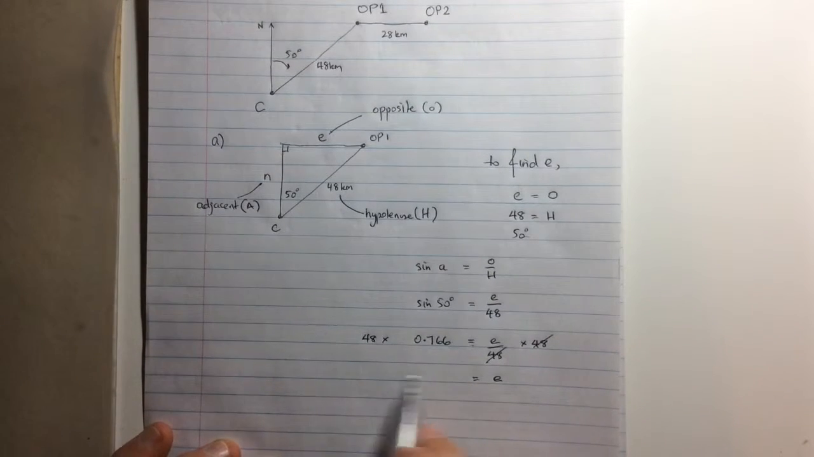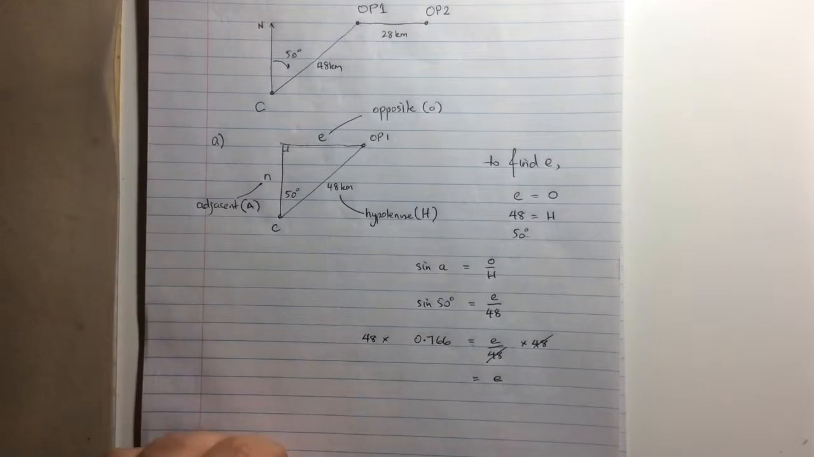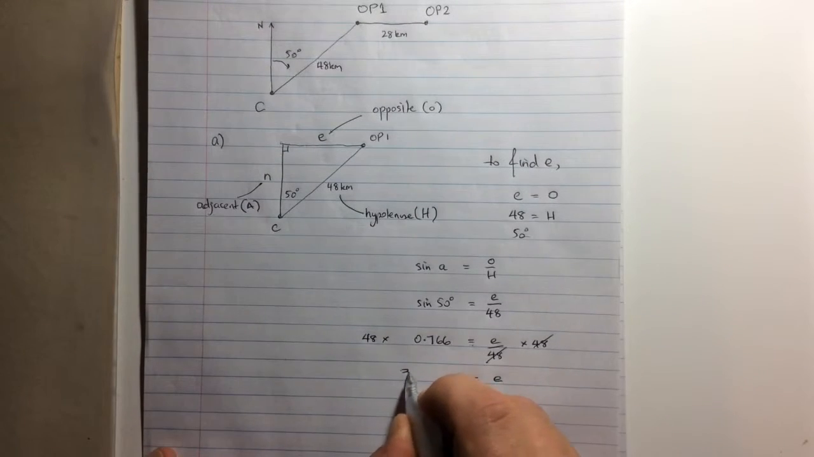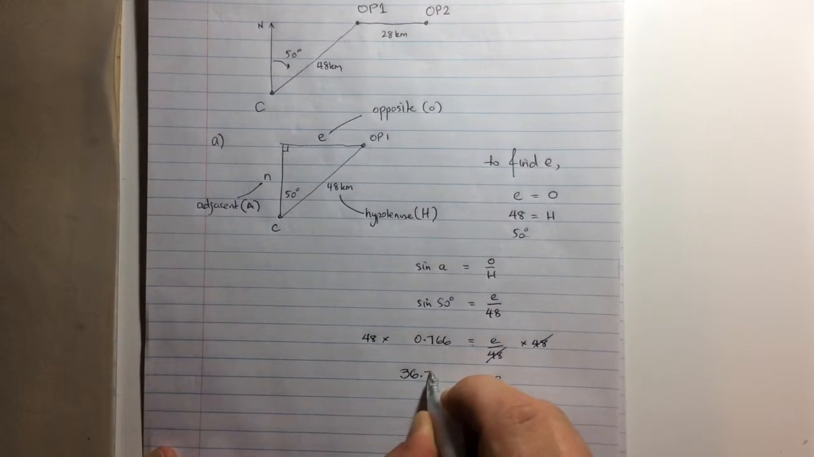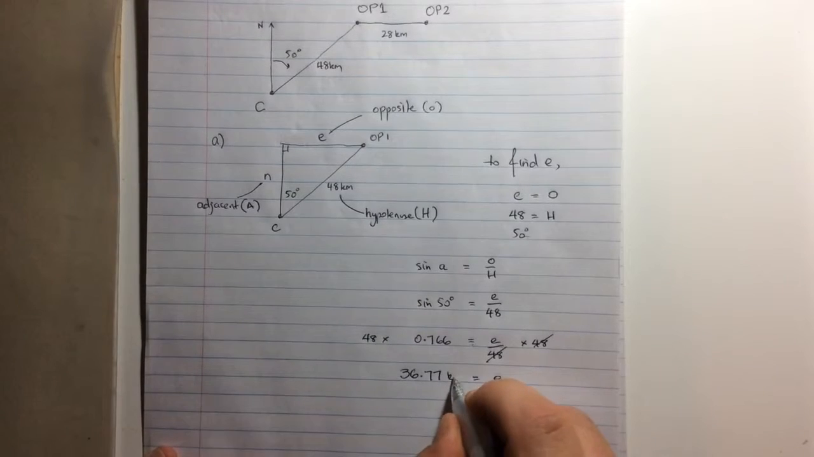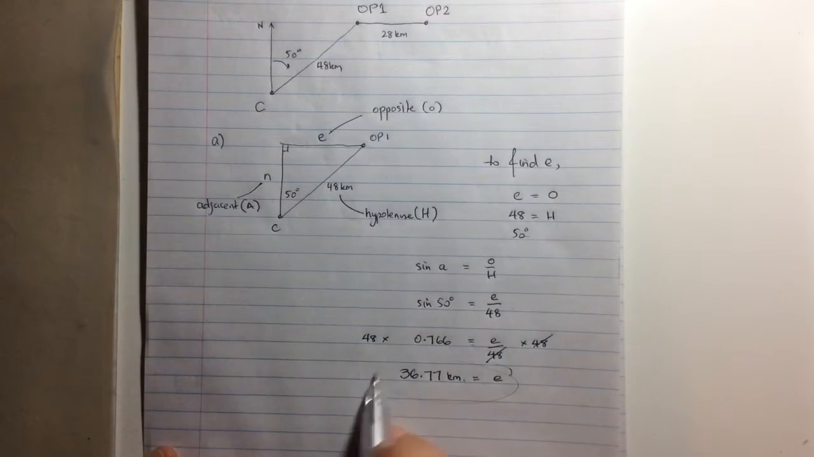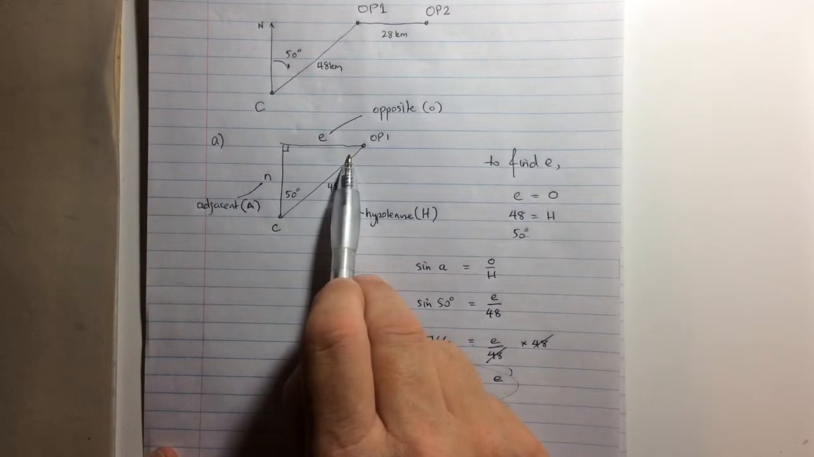And over here I've got 48 times 0.766, which I'll see if I can work out. Sorry, I'm doing this on Google. I left my calculator at school. So that's about 36.77, and that would be kilometres. And so that is my east distance.